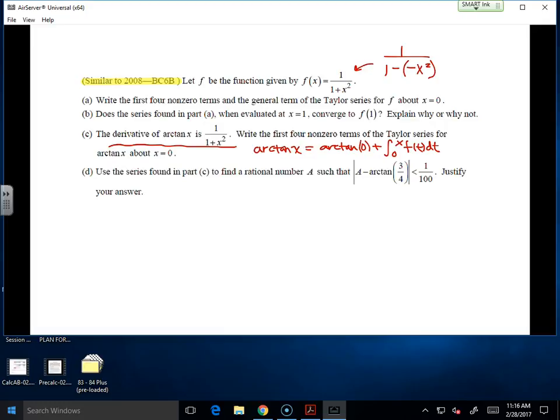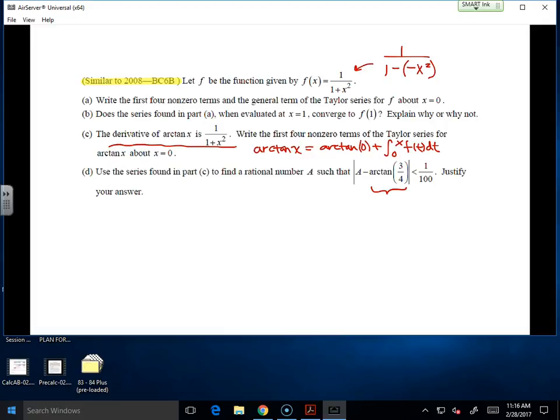And then letter D: use the series found in part C to find a rational number A such that the difference is less than 1 over 100. So the error approximation. Yeah, because it's an alternating series, it has something to do with error. It is alternating because you're multiplying by a negative. So how are you supposed to find a rational number A? So S sub n. Isn't that the exact arctan of 3/4?